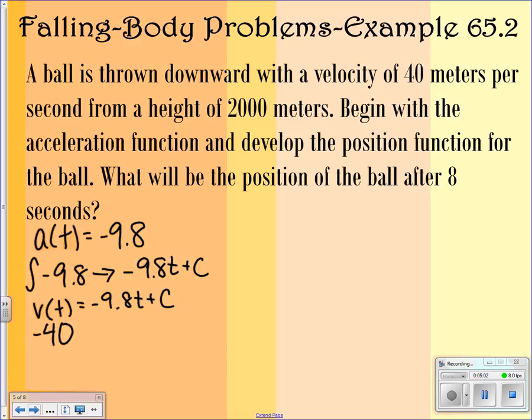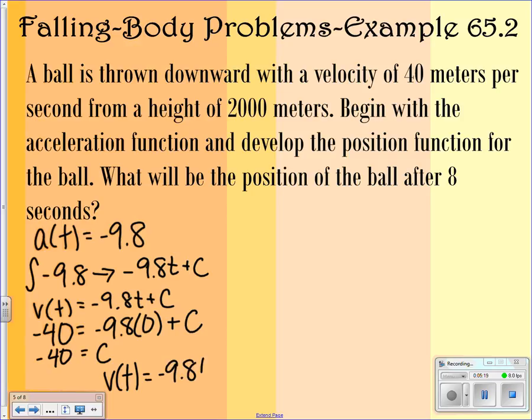So negative 40 equals negative 9.8 times 0, because 0 is our time since we're looking at the beginning of the problem. And so that tells us that our c is negative 40. So our velocity function is negative 9.8t minus 40.